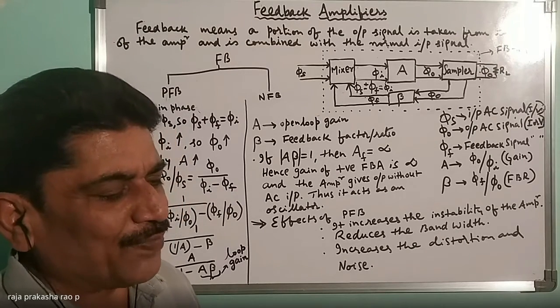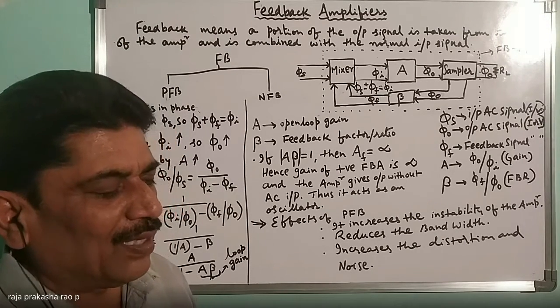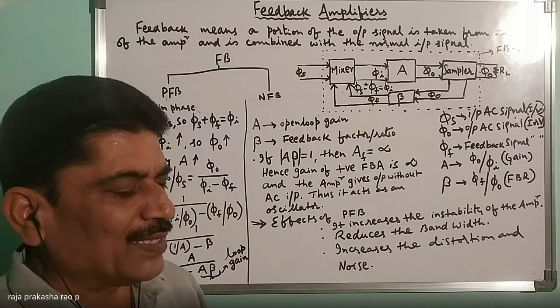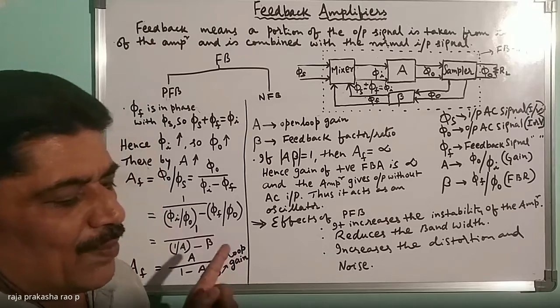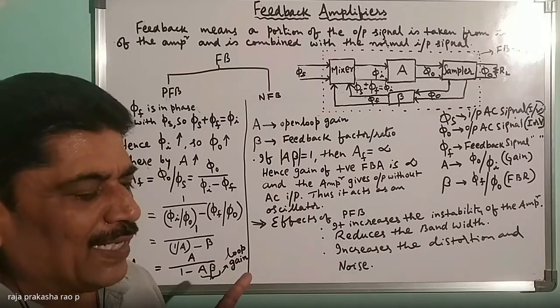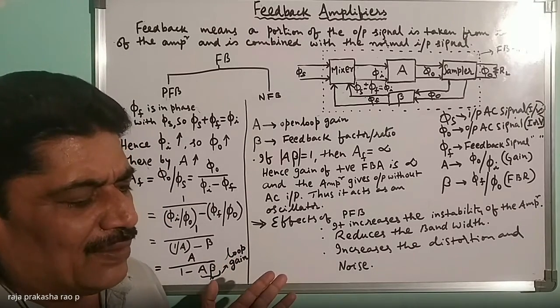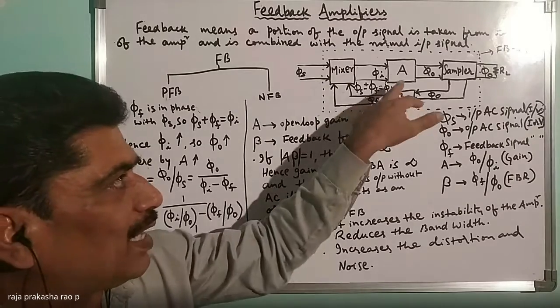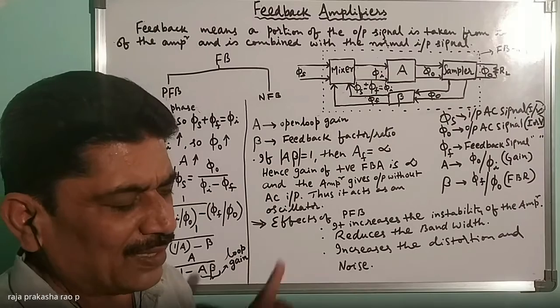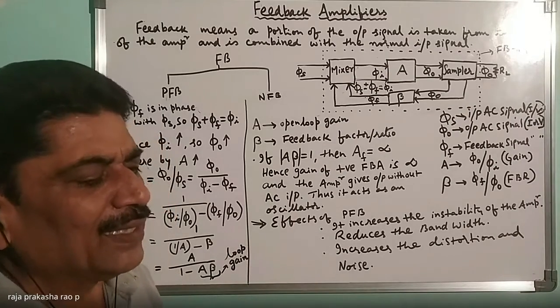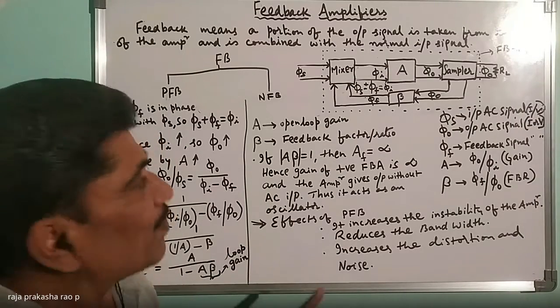Try to understand what is feedback here. How the sample is collected. A portion of the output signal is collected and it is added to or subtracted from the input signal, and then again it is applied to the input of this basic amplifier. Have you followed this? See, look at the diagram. I will once again repeat this.